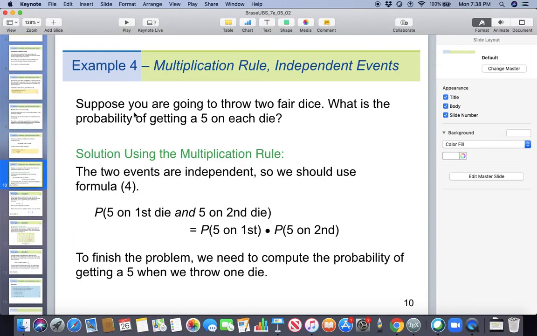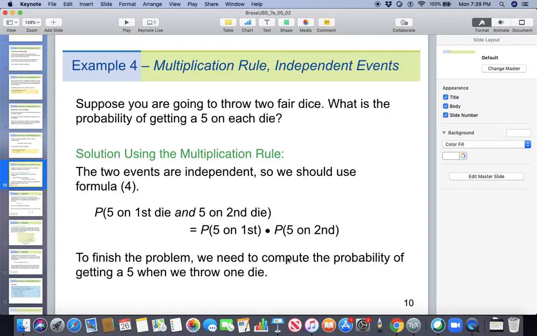Here is an example. Suppose you are going to throw 2 fair dice. What is the probability of getting a 5 on each die? Well, the 2 events are independent because if I throw 1 die, it doesn't impact the second die. So probability of 5 on the first and 5 on the second. So that is independent. So you have probability of 5 on the first times probability of 5 on the second.